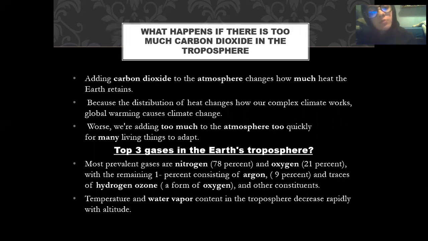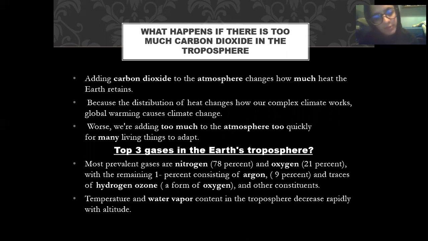What happens if there is too much carbon dioxide in the Earth's atmosphere? Let me tell you. Adding too much carbon dioxide to the atmosphere changes how much heat the Earth retains, because the distribution of heat changes how the complex climate works. Global warming causes these changes. Worse, we are adding too much to the atmosphere too quickly for many living things.